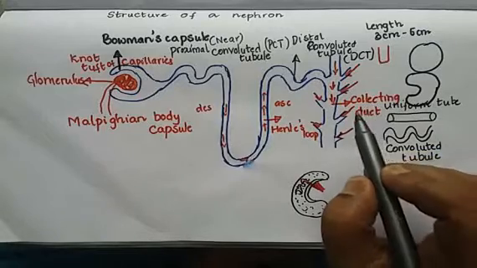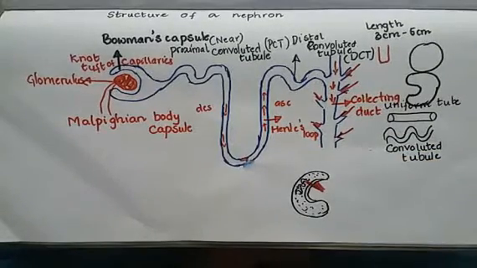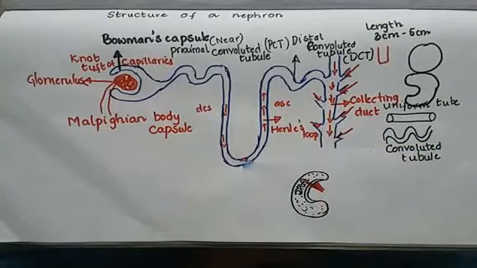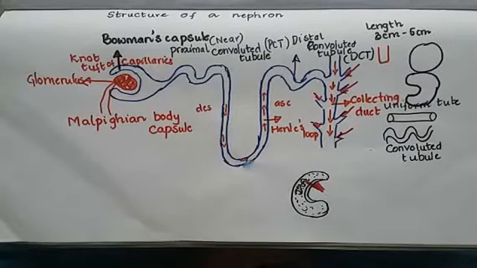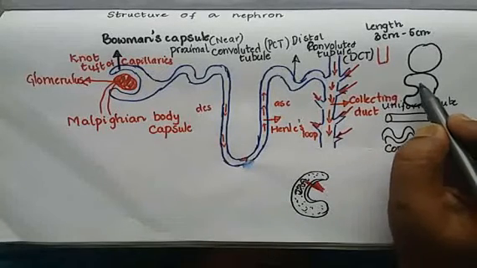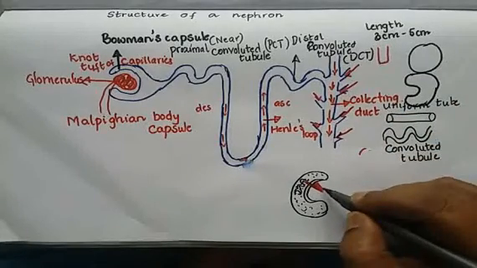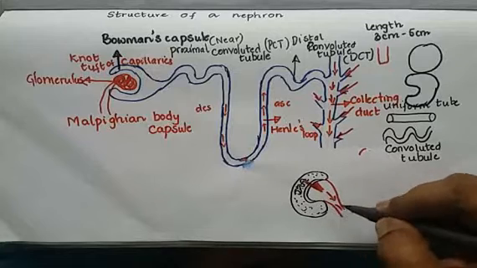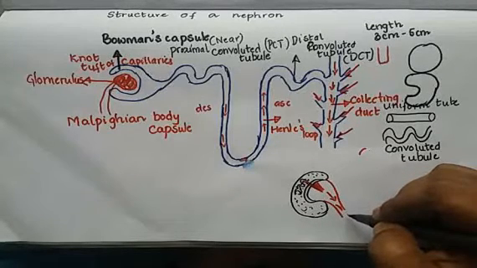So thus the collecting duct receives the urine from all the DCTs of different nephrons, and once the urine is collected in the collecting duct, it is poured into the pelvis of the kidney. So remember, we find a pelvis of the kidney. Thus all the collecting ducts pour their urine into the pelvis of the kidney.